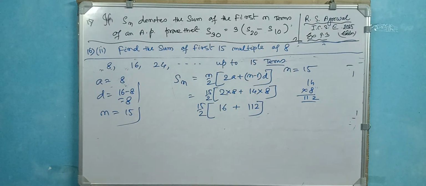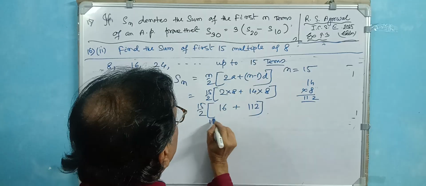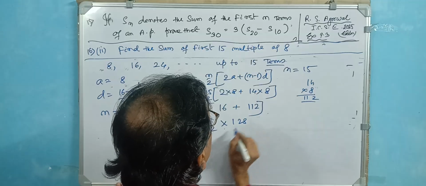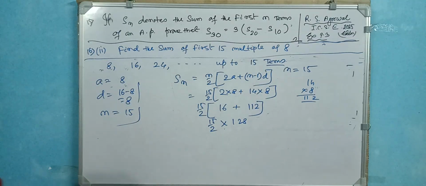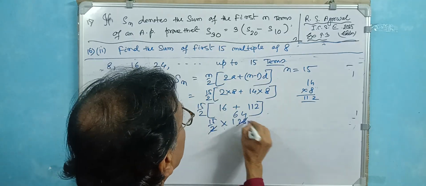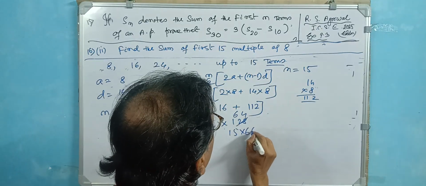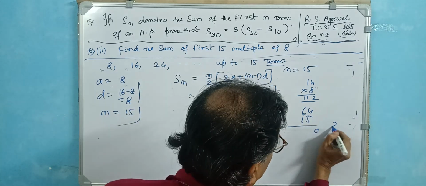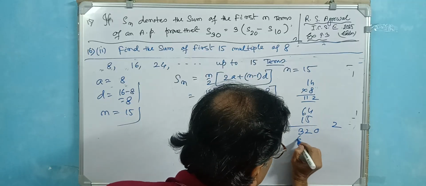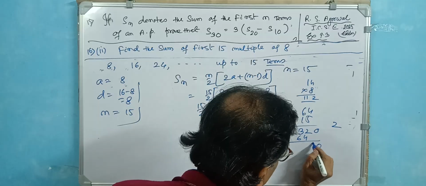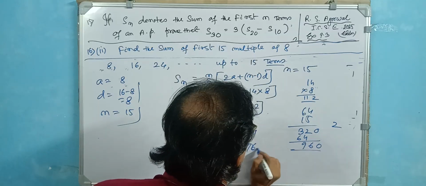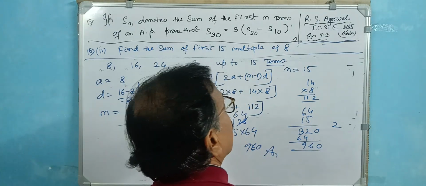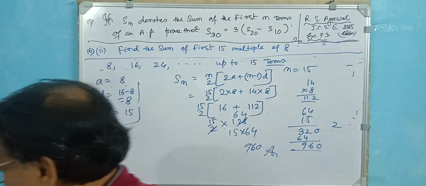1, 1, 12. 1, 1, 2. So this is 15 by 2 into 128. This is 128. 128, that means 64. That means 15 into 64. So 64 times 15, very carefully you calculate. 960. This is the answer. Okay. 960 is the answer.